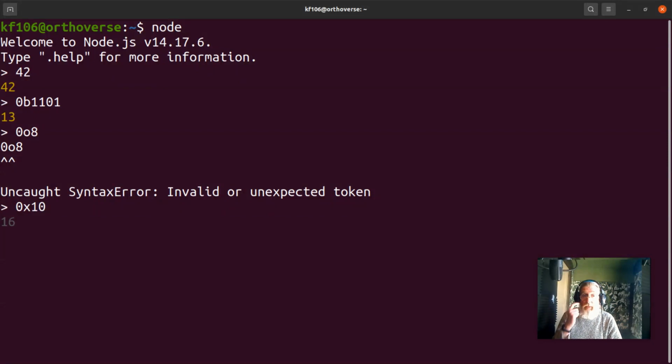And the neat thing about hexadecimal is that it represents 4 bits in a binary number. So the hexadecimal number F is 15, and if we do that in binary, 15 is 1111. So one hexadecimal character represents 4 bits in a binary number.